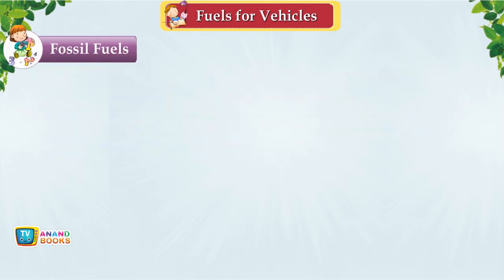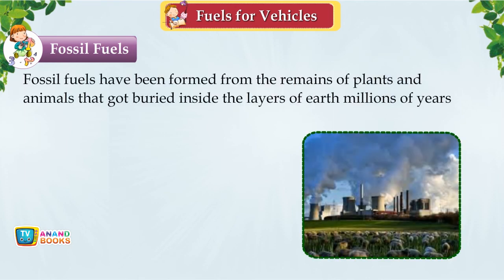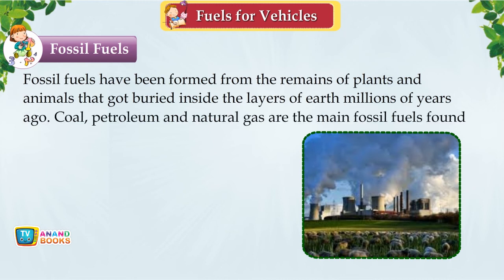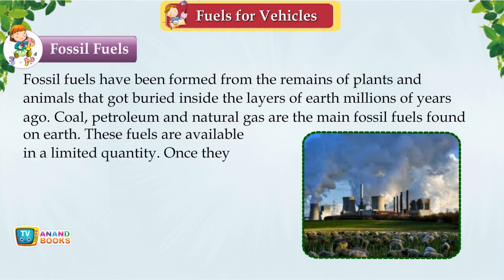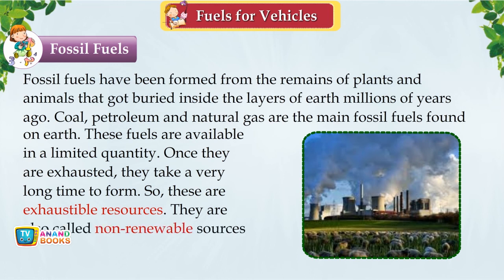Fossil fuels. Fossil fuels have been formed from the remains of plants and animals that got buried inside the layers of earth millions of years ago. Coal, petroleum, and natural gas are the main fossil fuels found on earth. These fuels are available in a limited quantity. Once they are exhausted, they take a very long time to form. So, these are exhaustible resources. They are also called non-renewable sources of energy.